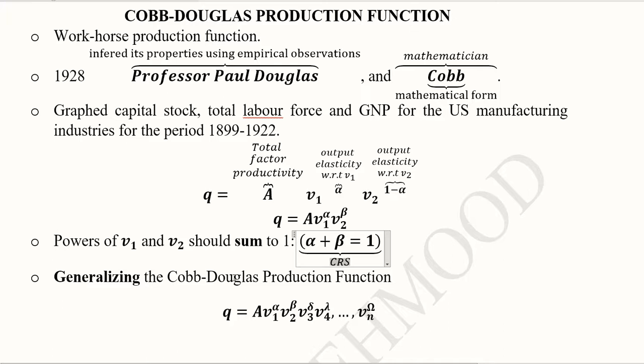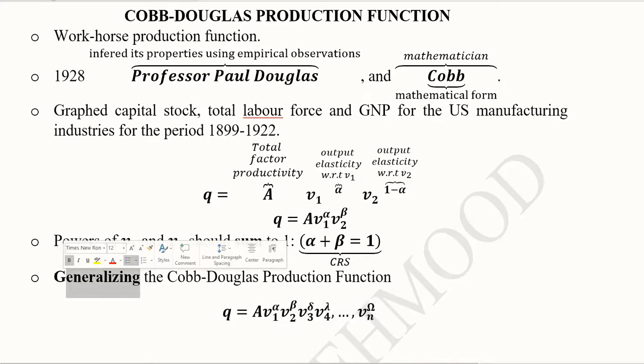Now in certain situations we are not necessarily confronted with two inputs. We can have other inputs like V1, V2, V3, V4 up to Vn. So we can generalize the Cobb-Douglas production function for those possibilities, that is V1 to the alpha, V2 to the beta, V3 to the delta, V4 to the lambda, up to Vn to the omega. So we have generalized the Cobb-Douglas production function for n number of factors.